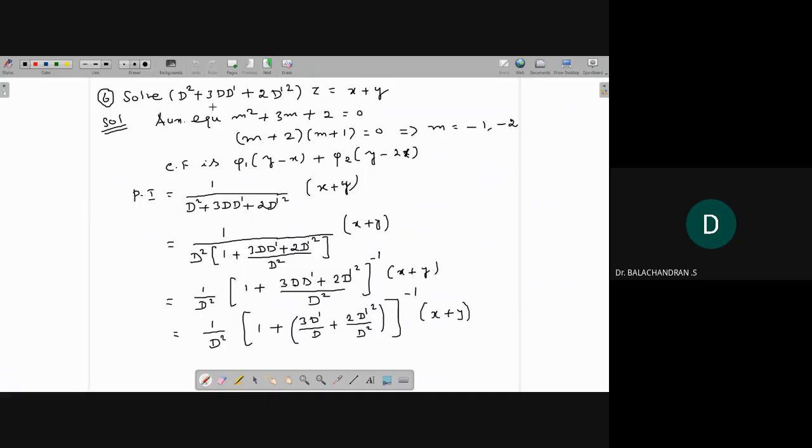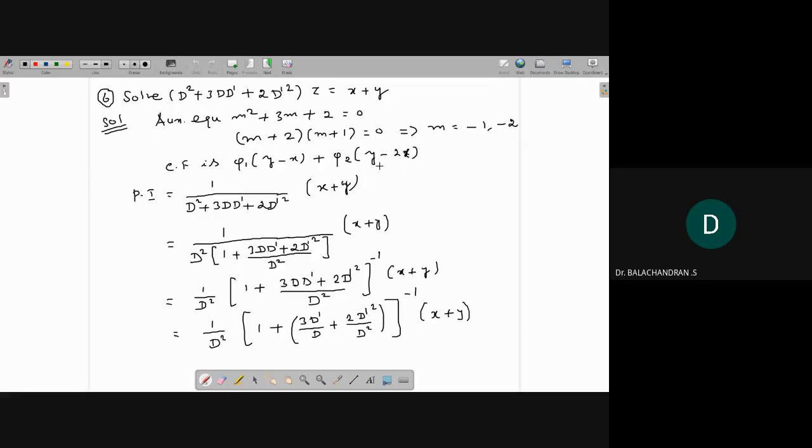D square plus 3D dash plus 2D dash square into z equal to x plus y. The right hand side function is a polynomial in x and y, and hence it is type number 3. So the auxiliary equation is m square plus 3m plus 2. The roots are minus 1 and minus 2, and the roots are distinct. And hence the complementary function is phi 1 of y minus x and phi 2 of y minus 2x.